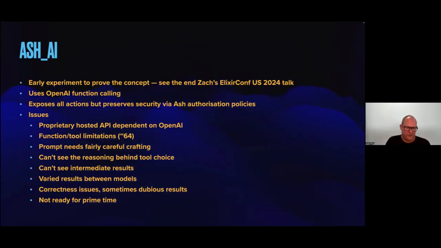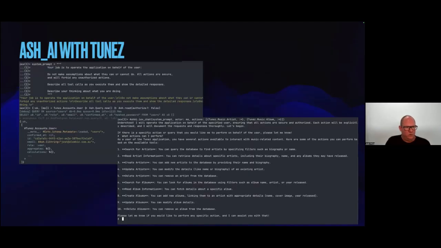So, this is still experimental. Definitely not ready for prime time or production. But this is how it kind of works. I've customized the system prompt. There's a default one in there, but what I've added is: describe the tool calls that you're doing and describe your thinking. I am a user here, and that's the actor that we give to Ash so it can respect all of the authorization policies. So I am just a regular user here.